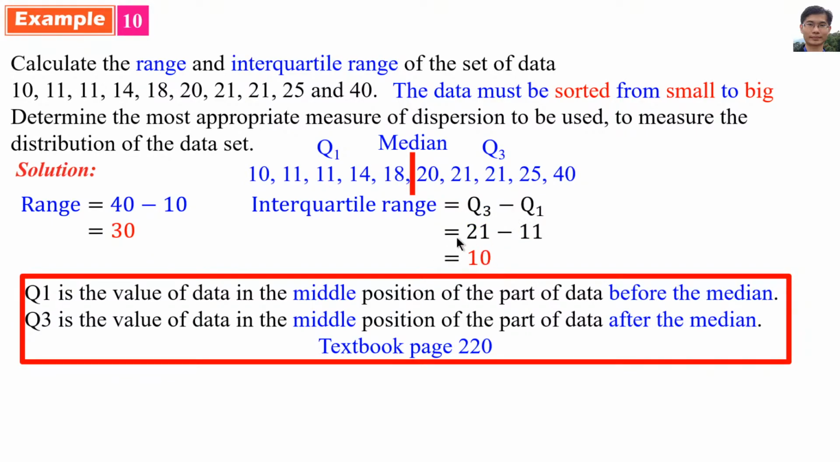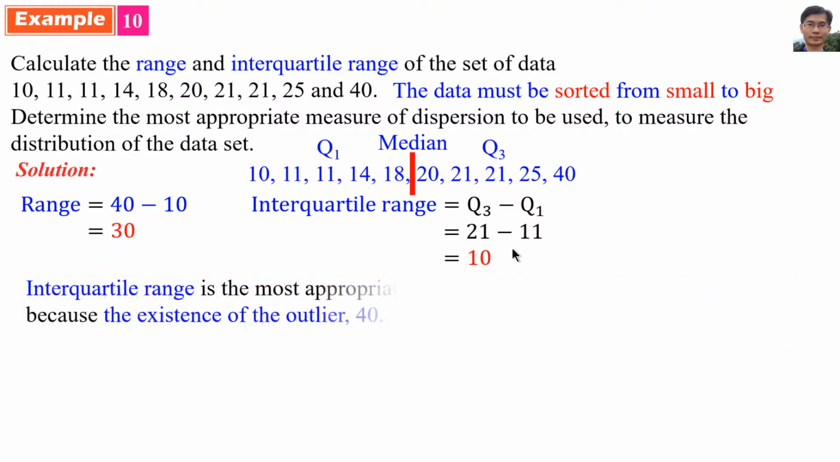And so you can see there is a big difference between the interquartile range and the range. Range gives us 30, but interquartile range gives us 10. So if we compare these two, we know that the data actually do not spread so wide. It's just 10. And so the interquartile range is the most appropriate measure of dispersion. Why? We need to give a reason, because there is an outlier, 40. 40 has a big difference from the other data.